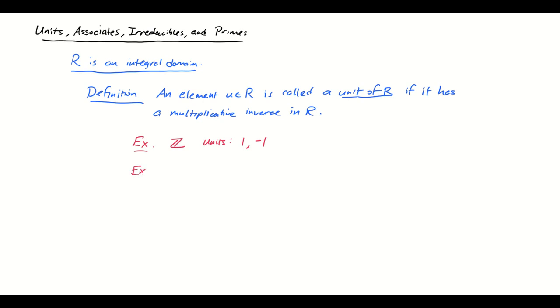All right, here's another example that's a little more entertaining. How about Z mod 5? In Z mod 5, the units are everything non-zero because we know that Z mod 5 is a field. So everything here has a multiplicative inverse. And in fact, we can keep track of who is whose inverse. 1 is its own inverse. 2 is the inverse of 3. 3 is the inverse of 2. And 4 is the inverse of itself. And in fact, in Z mod P, the units are everything non-zero.